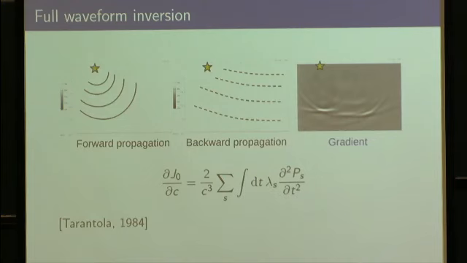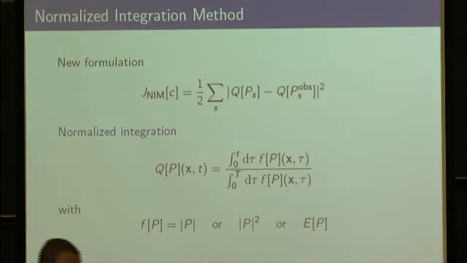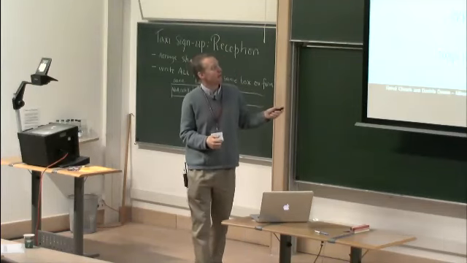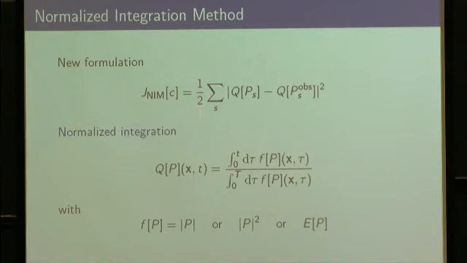So this is nothing special. I wrote this because the new formulation with the normalized integration method is about the same. It's almost the same, except that I minimize the misfit between two quantities, and the quantities are a modification of the data.